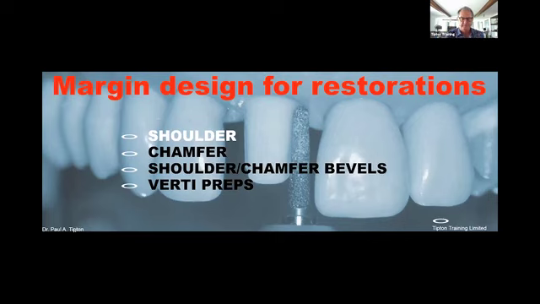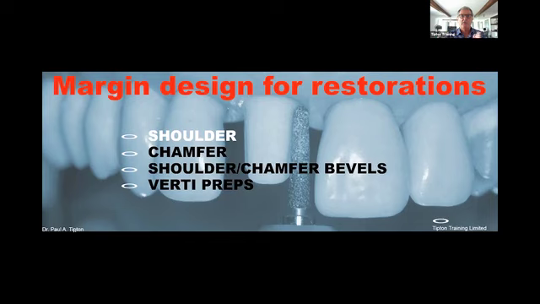The shoulder, okay? When do we do a shoulder? I have to tell you that I don't. I can't remember the last time I ever did a shoulder preparation. Maybe you wish to do a shoulder with a bevel on it. That's different. That's a shoulder bevel. But a pure shoulder, I can't remember when we last did one. I can't see the reason for doing it.